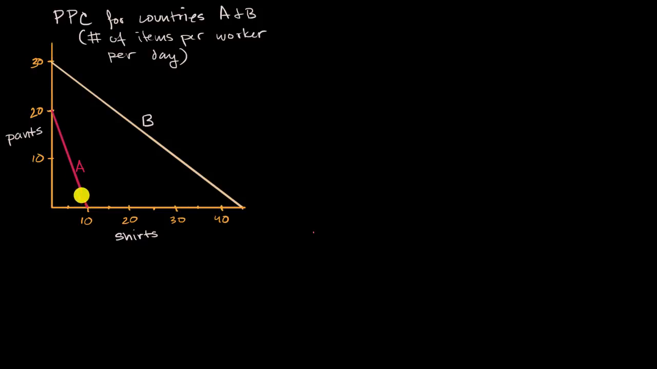Now, to help us digest the production possibility curves for these two countries, let me construct an output table. This column will be the output for country A. This column will be the output for country B. And we're going to think about the maximum output of pants per worker per day. The input is the worker per day. And then let's think about the maximum number of shirts.